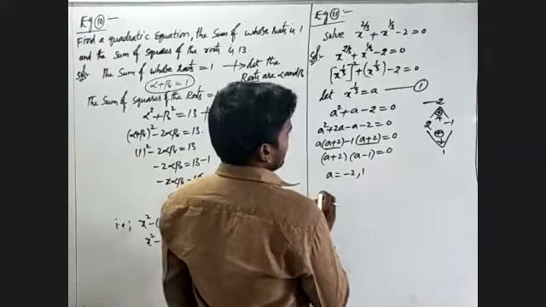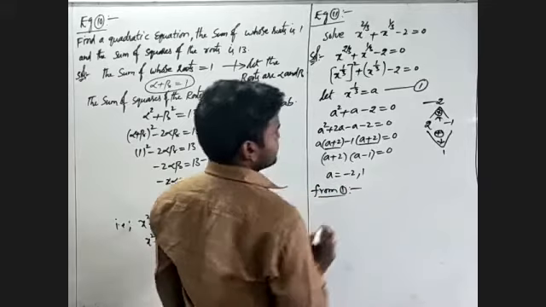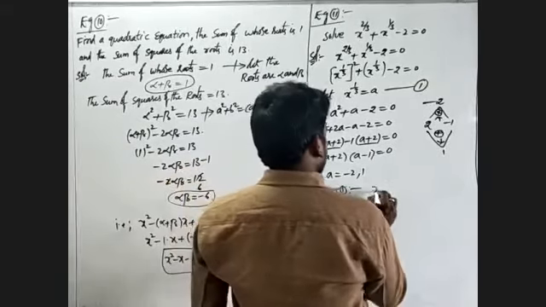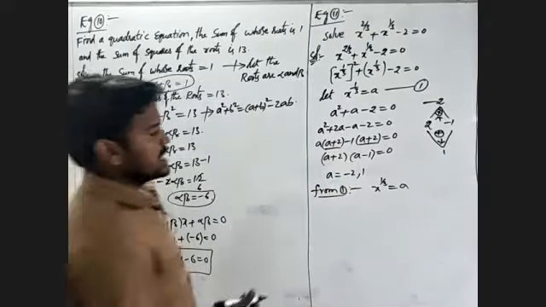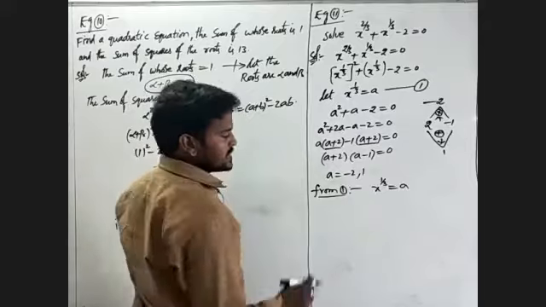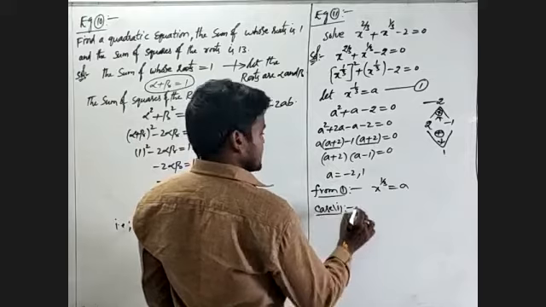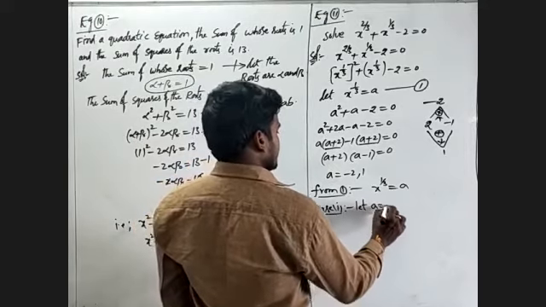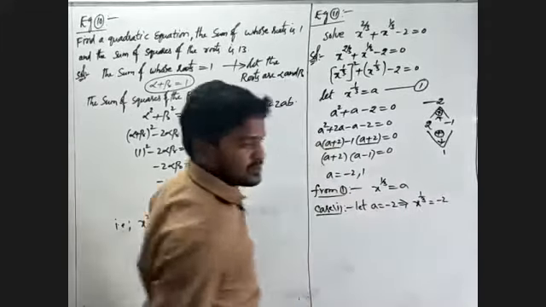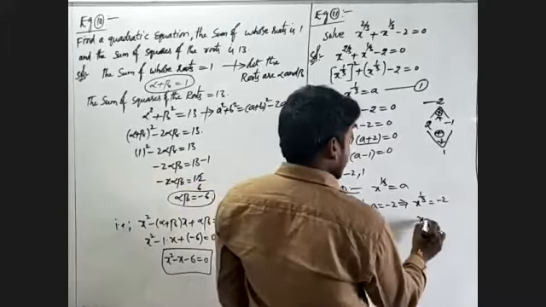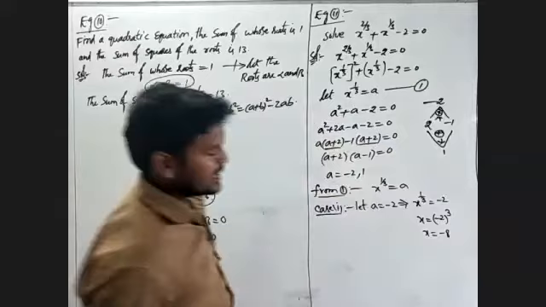From 1, what is from 1? x power 1 by 3 is equal to a. First I will write x power 1 by 3 is equal to minus 2. Case 1, let a is equal to minus 2. Then that implies x power 1 by 3 is equal to minus 2. The 1 by 3 will go to the other side, so x is equal to minus 2 whole cube, which is nothing but minus 8.